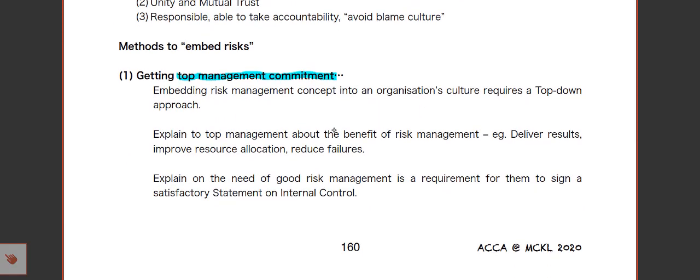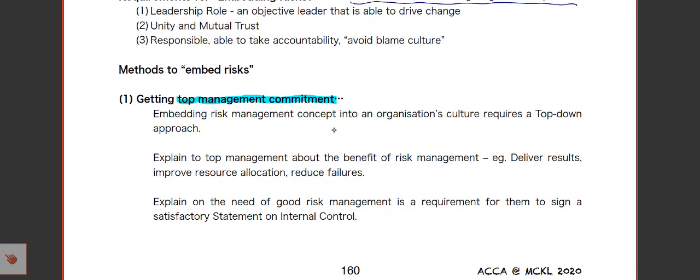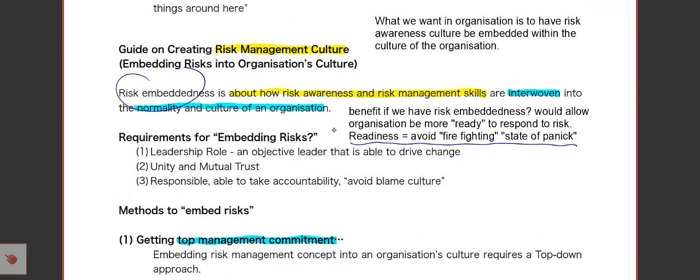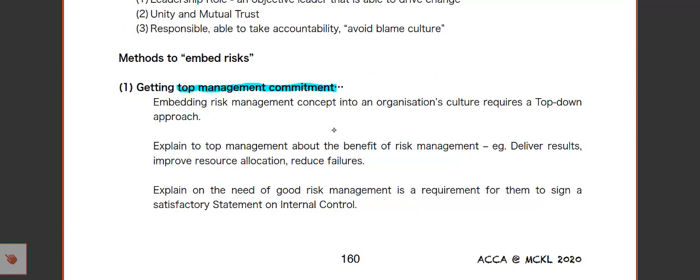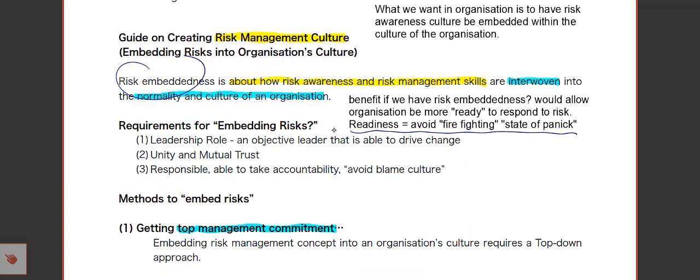Now, this is just a simple example to relate to you. If you want a business organization to be in that state, then embeddedness is important. So how do you embed risk? You need to get risk awareness and risk management skill to be in the mindset of the people. What is risk awareness?